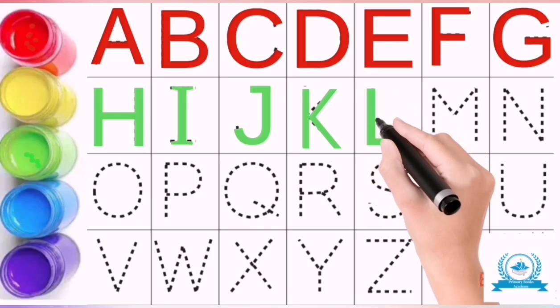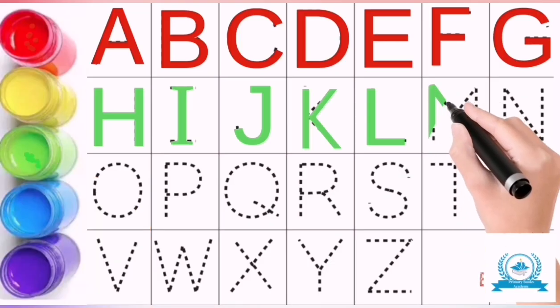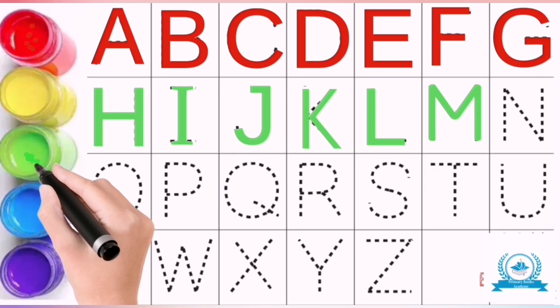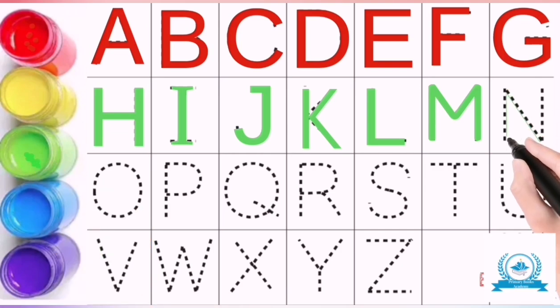M is for mango, up, down, M. N is for nest, up, down, up.